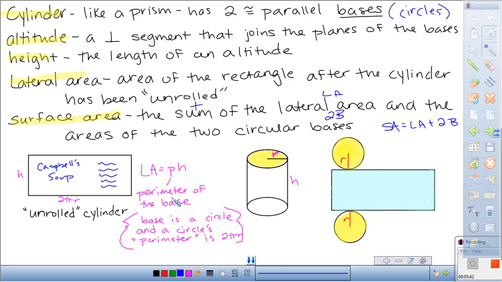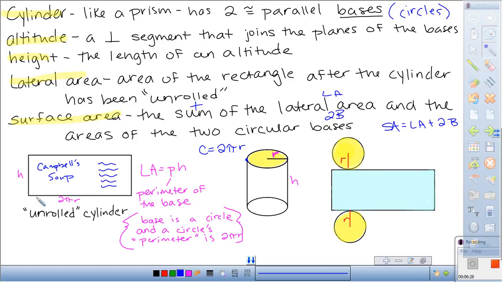Well, the perimeter of the base in this case, since the base is a circle, we don't call it perimeter, we call it circumference. And if you were to find the circumference of this base, we know that circumference is 2 pi times radius. So that means the perimeter of the base is 2 pi r. So that means the length of your rectangle is 2 pi r. Again, imagine the label is wrapped back around your cylinder, and from here all the way back to here, it would just be 2 pi r. It would be the same as the circumference of your base.